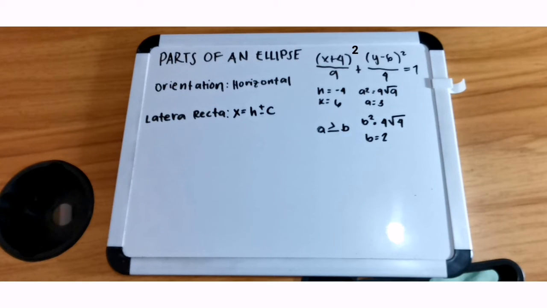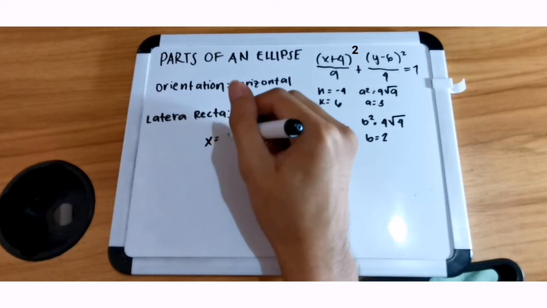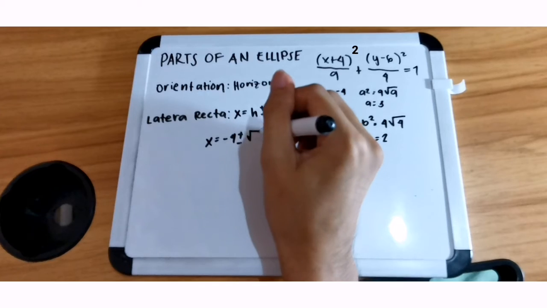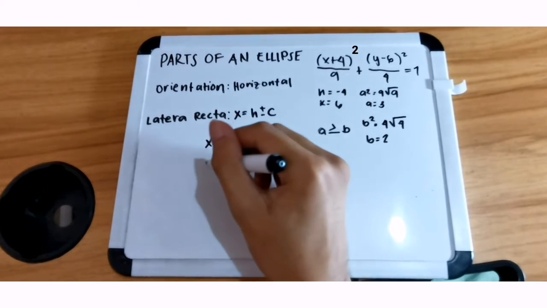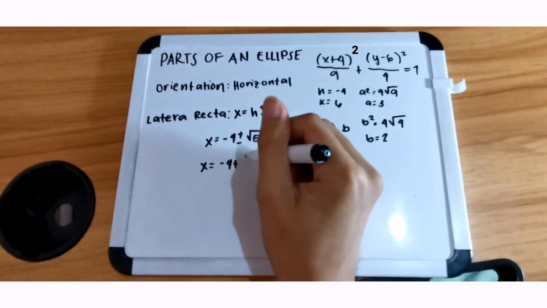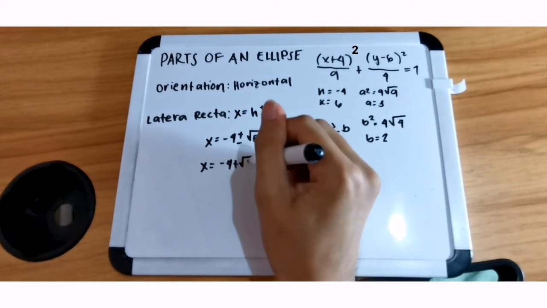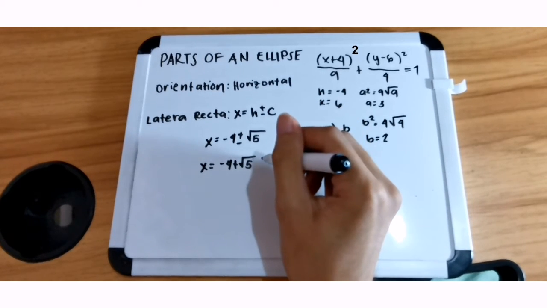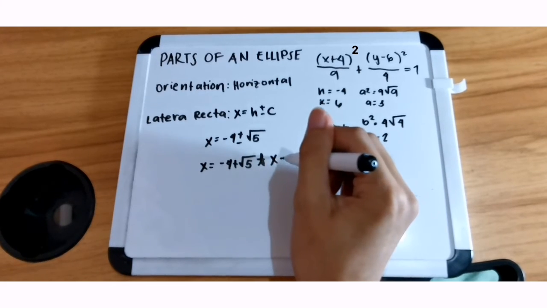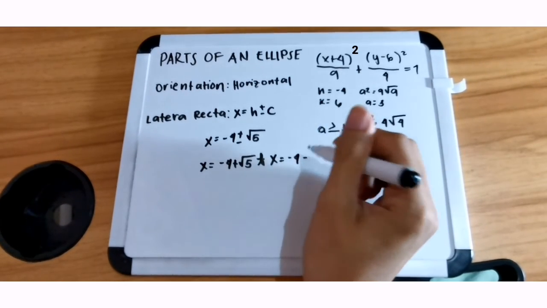And last, for the lateral recta, the formula is x is equal to h plus or minus c. So we have x is equal to negative 4, and then copy the positive and negative sign, and then the value of c, which is the square root of 5. So separate it. So we have x is equal to negative 4 plus square root of 5, and x is equal to negative 4 minus square root of 5.